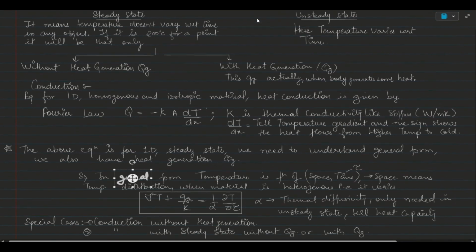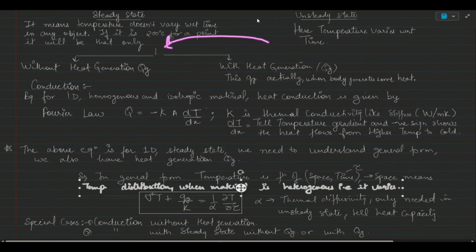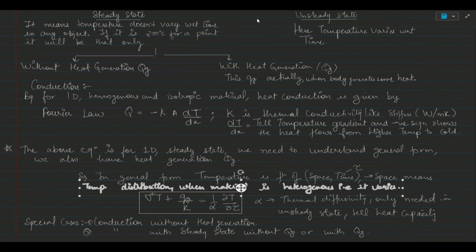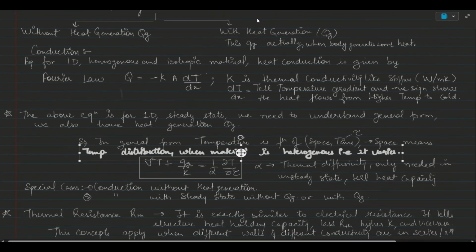So now if we bounce back to steady state, then we have two conditions: whether the body is generating heat, QG, or whether it is not generating. If it's not generating, that's one of the cases. If it is generating, then that's a different case.